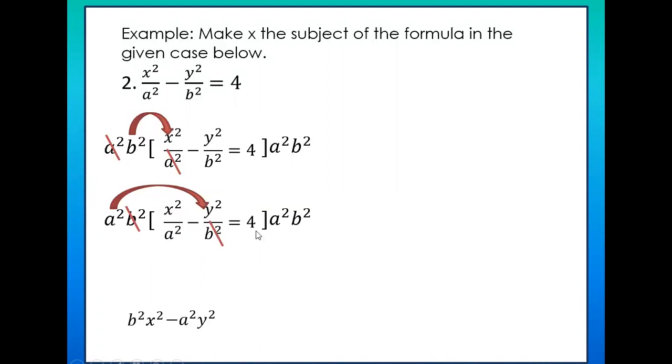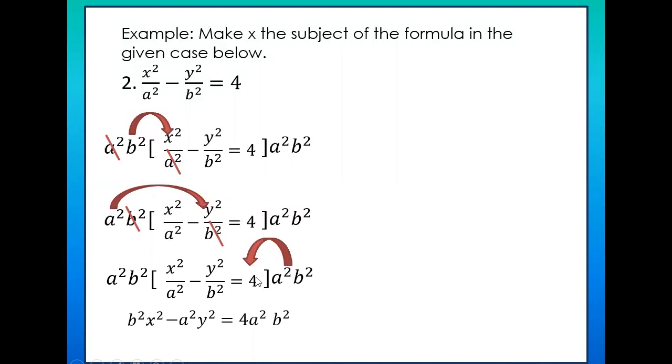Okay. So now we can go ahead and proceed working with 4 multiplying to a squared and b squared. So doing the same thing. Our focus is only on this side, so you won't get confused. So multiplying a squared b squared to 4, our answer is this, equals 4a squared b squared. Okay. So from the ways I explained earlier, we come up with this answer: b squared x squared minus a squared y squared is equal to 4a squared b squared.